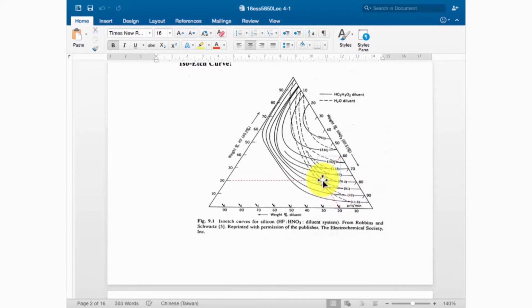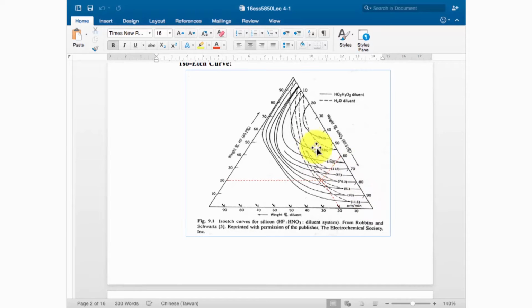So for the second dashed line, what's the etching rate? You extend the second dashed line to the bottom to see the value. The value down here is 33, so 33 micron per minute. The etching rate for this specific point, for this kind of formula you arranged, is 33 micron per minute. Understand?